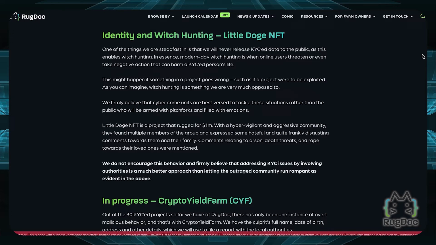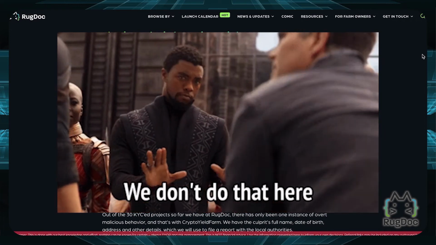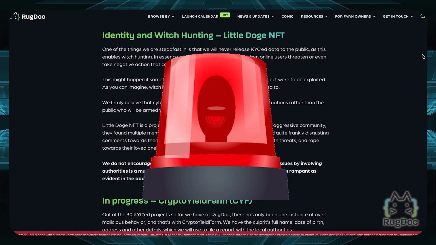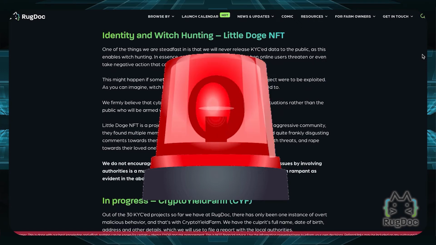Little Doge NFT is a project that actually rugged for $1 million. With a hyper-vigilant and aggressive community, they found multiple members of the group and expressed some hateful and quite frankly disgusting comments towards them and their family. Comments relating to arson, death threats, and rape towards their loved ones were mentioned. We here at RugDoc do not encourage this behavior, and we firmly believe that addressing KYC issues by involving authorities is a much better approach than letting the outraged community run rampant, as evidenced in Little Doge NFT.